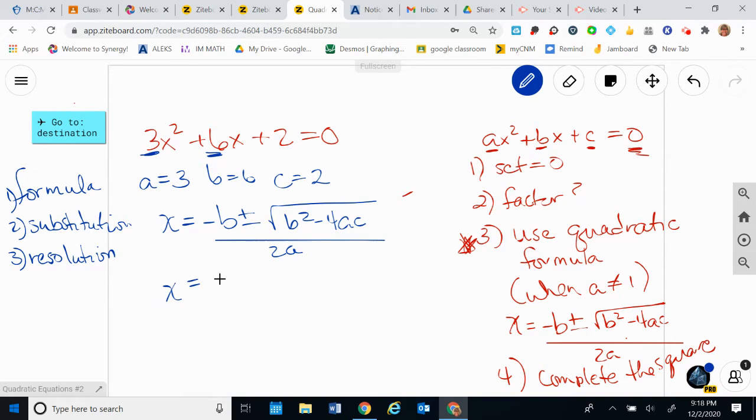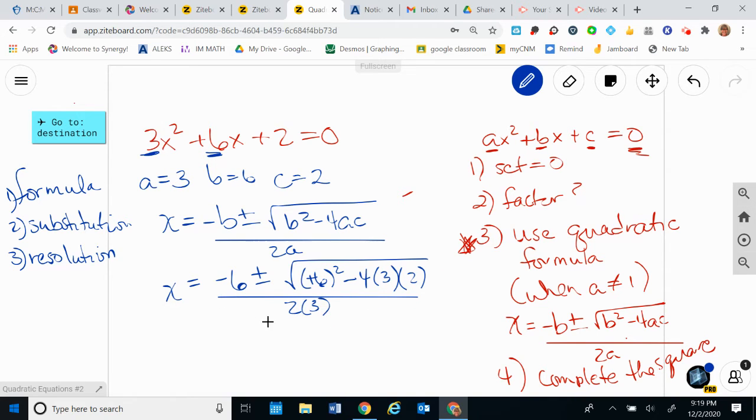X is equal to negative b plus or minus the square root of b squared, which is 6 squared, sorry, it's positive 6 squared, minus 4 times a times c, all over 2 times a. See, all I did was plug in a, b, and c into this formula. And now just do the math.